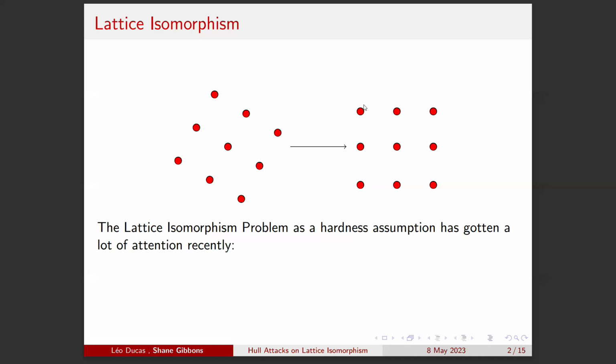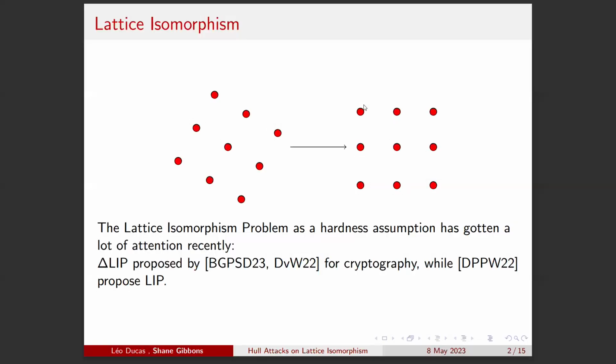So this lattice isomorphism problem comes in different flavors. The distinguishing variant of this problem, called delta LIP, is the challenge to decide which of 2 lattice isomorphism classes a given lattice falls into. The search variant of the lattice isomorphism problem is, as you would expect, finding the isomorphism if you know there is one.